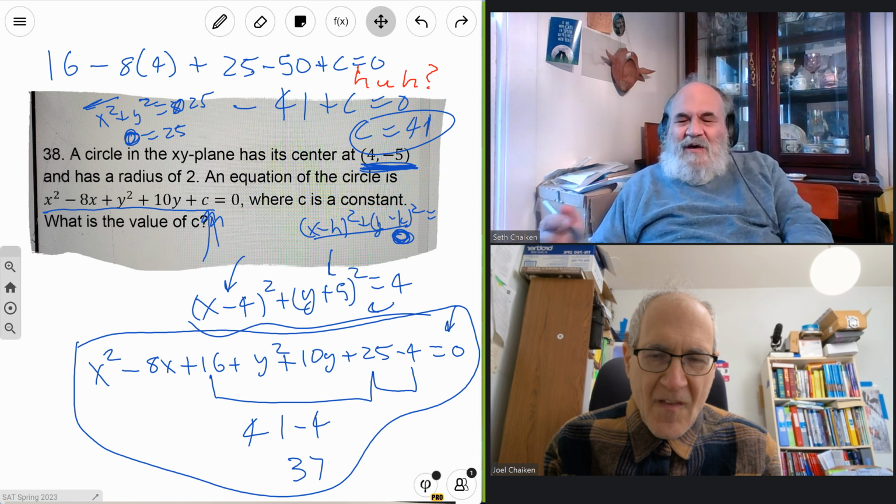Well, we could tell this by writing the f function in the center and radius form. You plug in the coordinates of the center, 4, negative 5, and what do you get? 0 squared plus 0 squared minus 4.